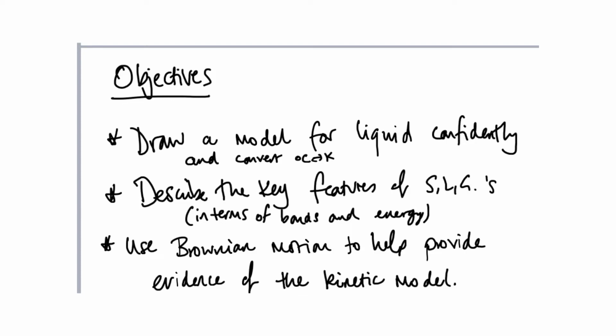between the bonds. And there's this thing called Brownian motion, which if you're in school would do a practical, and I'll be honest with you, it never ever works, so you're better off doing it remotely anyway. But what we can use it for is to provide evidence towards something called the kinetic model.